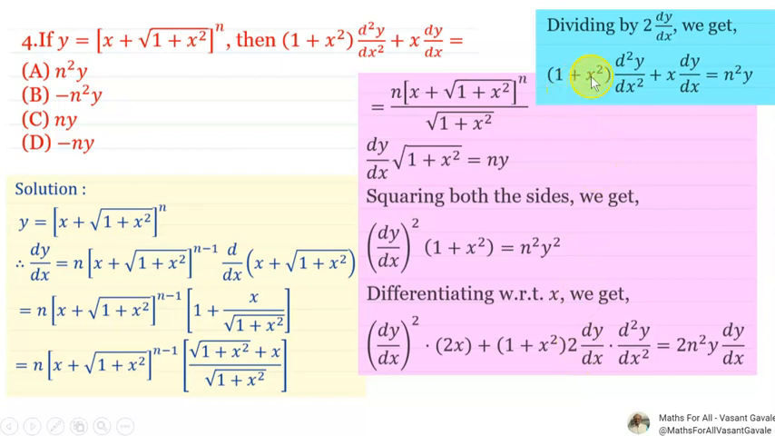Okay, 1 plus x square into d2y by dx square. Next, here also the 2 into dy by dx term will get cancelled. Then you will get here x into dy by dx is equals to, the 2 into dy by dx gets cut, and n square y remains there. And hence the value of this expression is nothing but n square y. So option A is correct here.